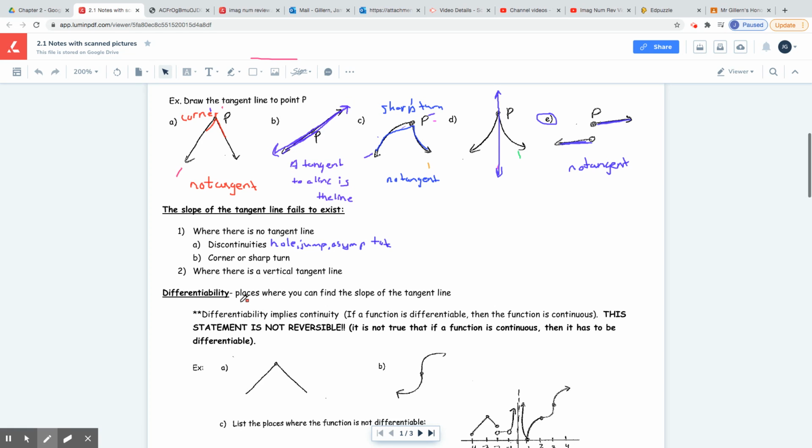So the places where something will not be differentiable are any of these examples: hole, jump, asymptote, corner, sharp turn, vertical tangent line. Besides that, you should be able to find the slope of the tangent line, and those places would be differentiable.